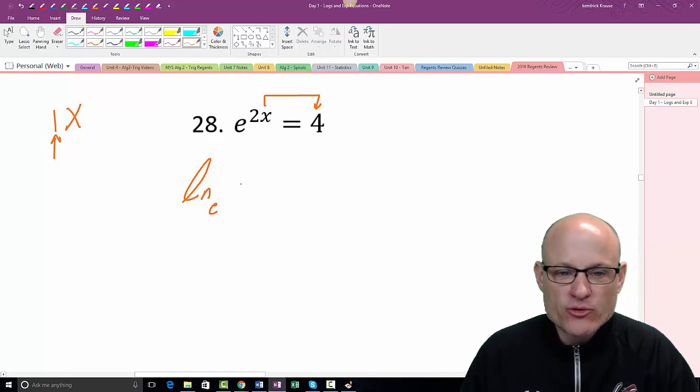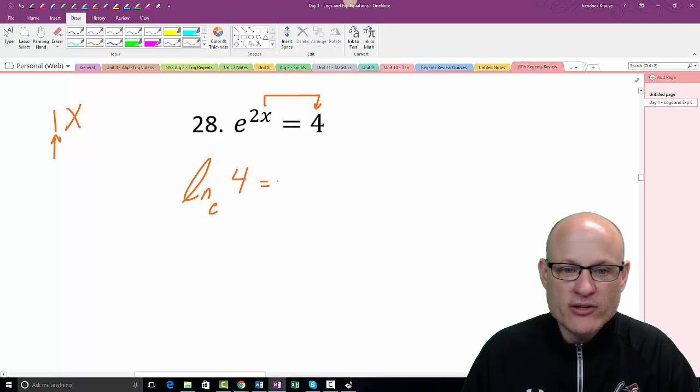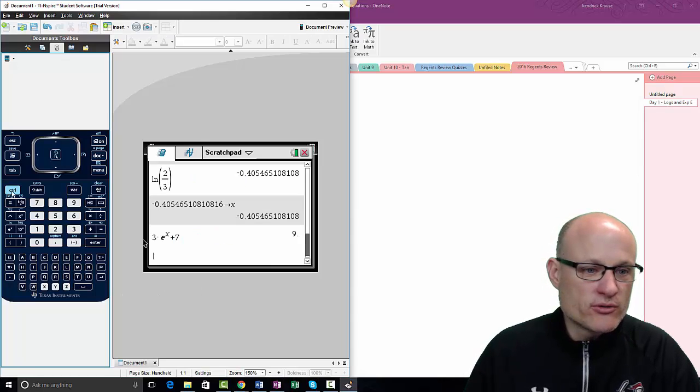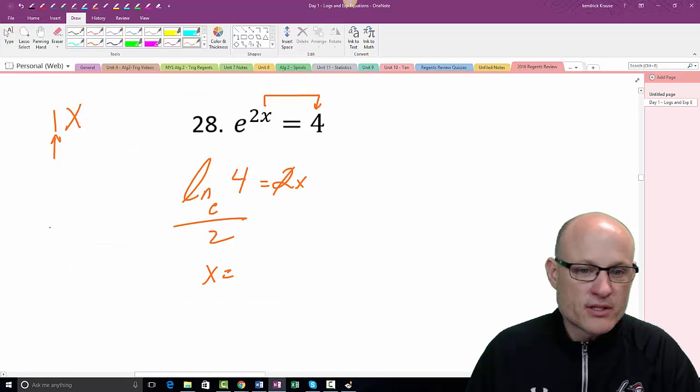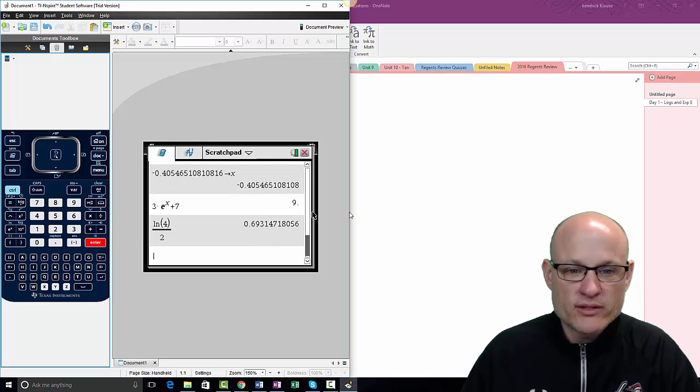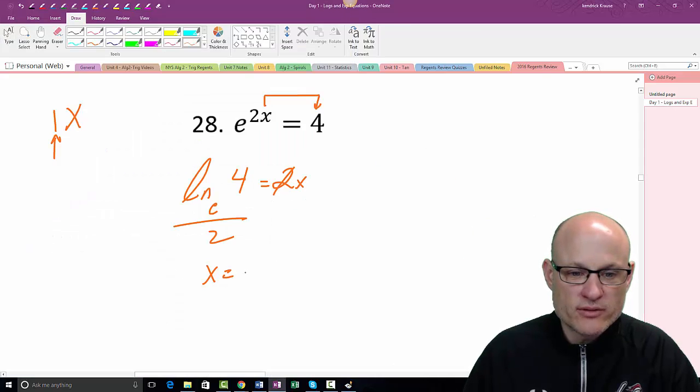All right, so those switch. So natural log base e of 4 is equal to 2x. I divide by 2, and I get x equals. So we're going to do the natural log of 4, divided by 2. And I get 0.693147.